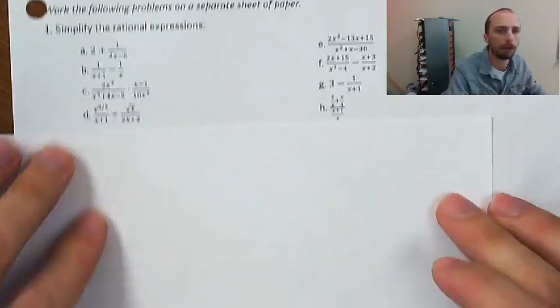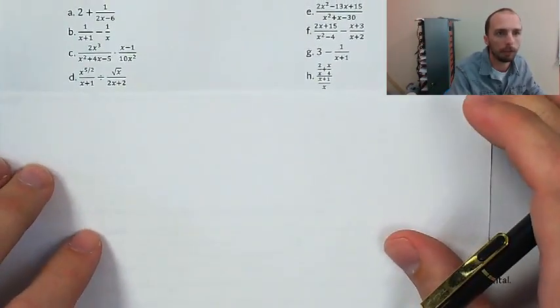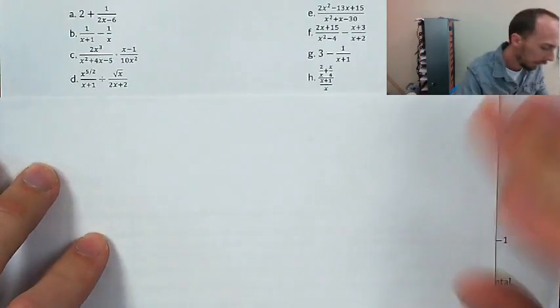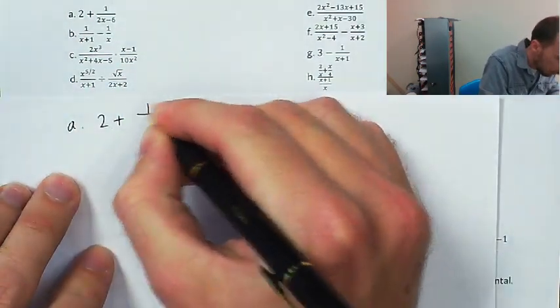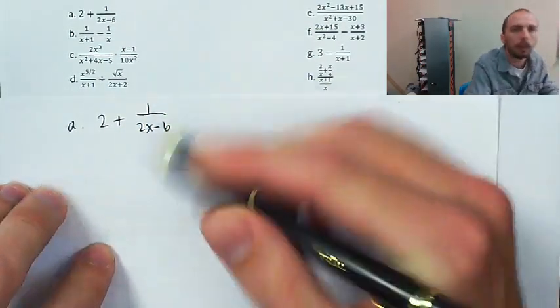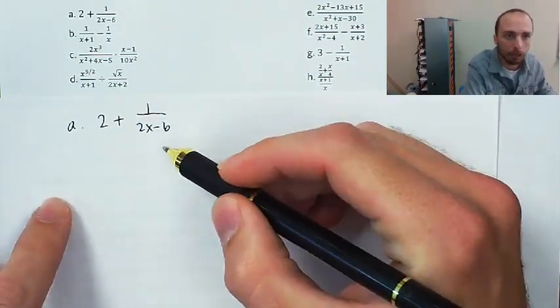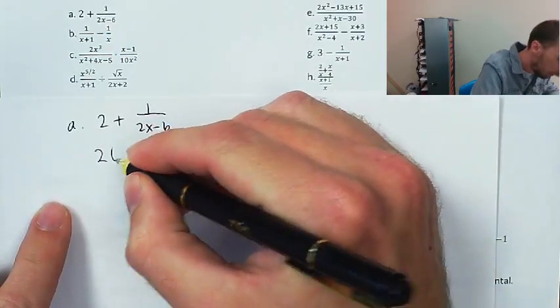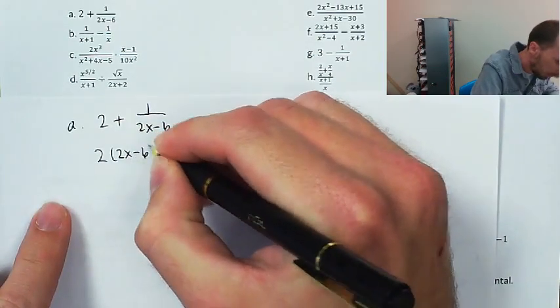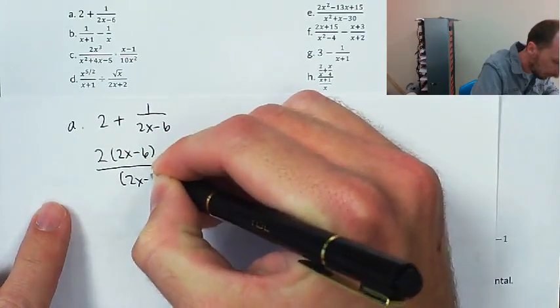So simplify the rational expressions. I'll just put these up here and work on them one at a time. A is going to be 2 plus 1 over 2x minus 6. So we want to add these together. We need to have a common denominator. So I need this 2 to have a denominator of 2x minus 6. So I multiply it by 2x minus 6 over 2x minus 6.